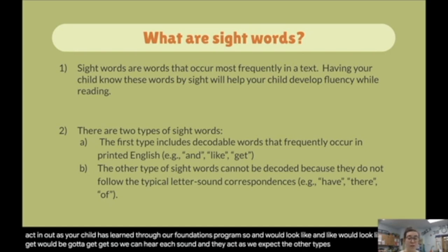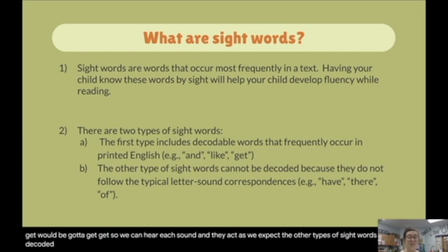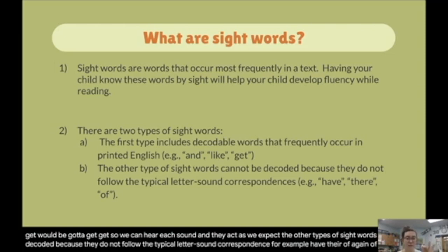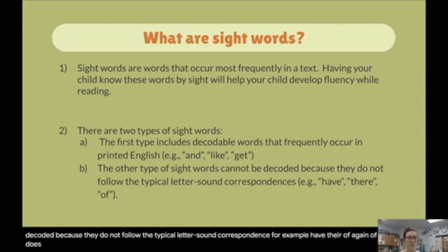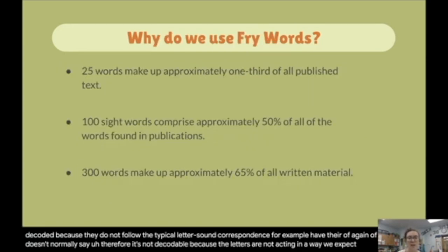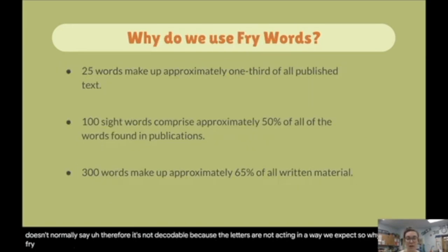The other types of sight words cannot be decoded because they do not follow the typical letter sound correspondence. For example, have, their, of. Again, of. We know O doesn't normally say "uh" so therefore it's not decodable because the letters are not acting in a way we expect. So why do we use Fry words?